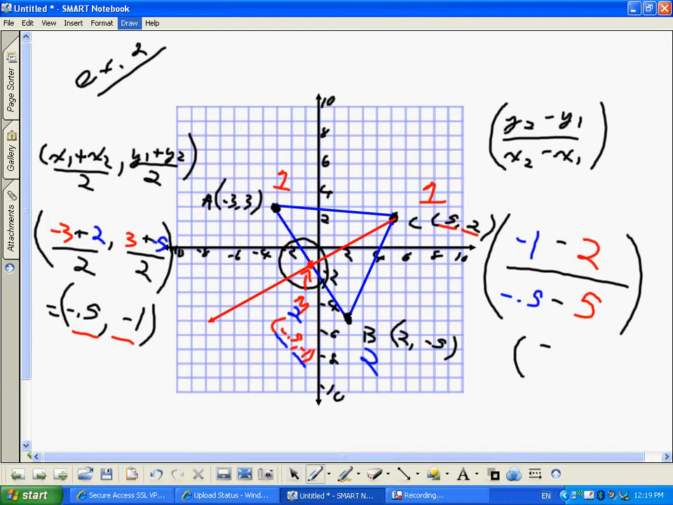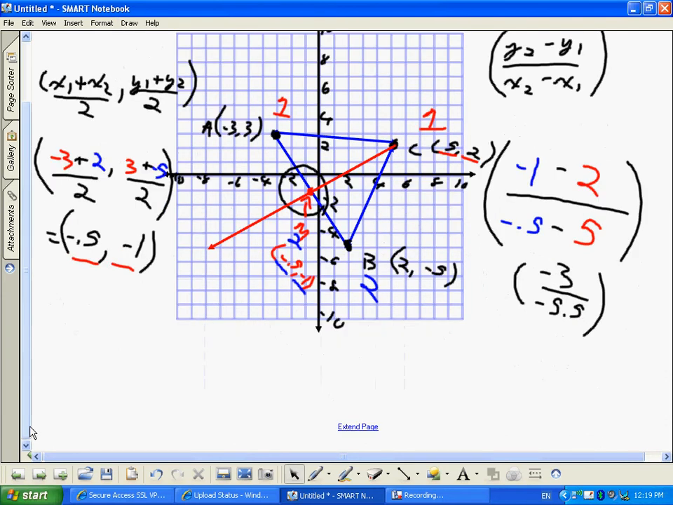-1 subtract -2 is -3. Negative 0.5 minus 5 is negative 5.5. Okay? We have these numbers. We can keep it in fraction form. We can turn it into a decimal. It's really up to you guys.